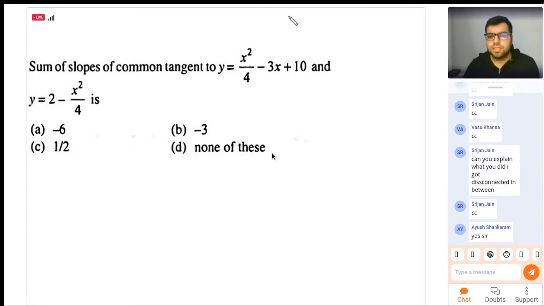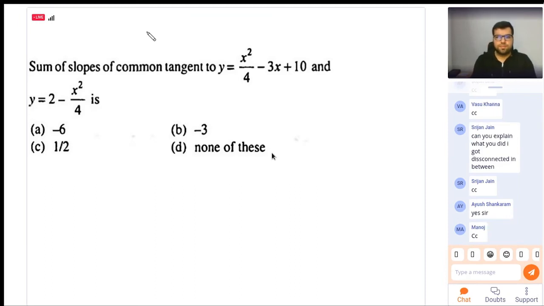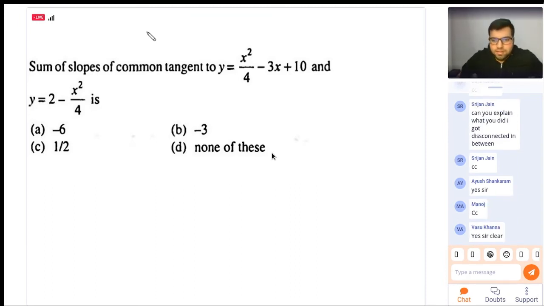Other students, Vasu and Manoj, were things clear for the previous questions? Okay, okay. Now do this question. This is a standard question.